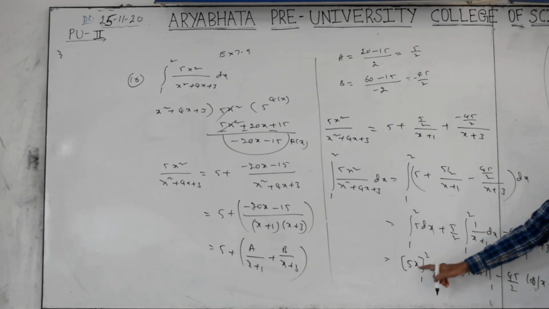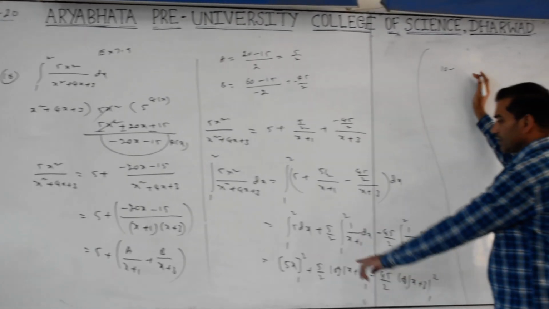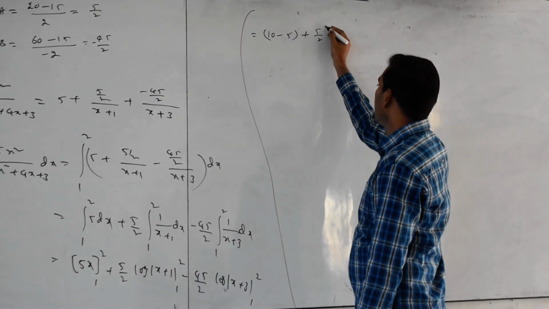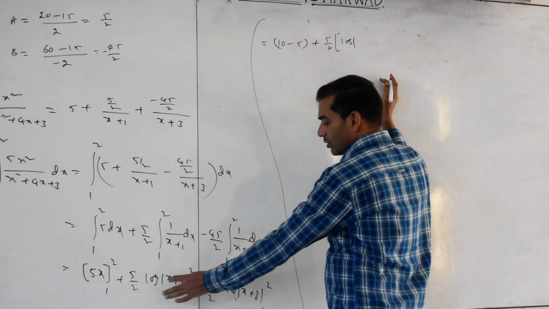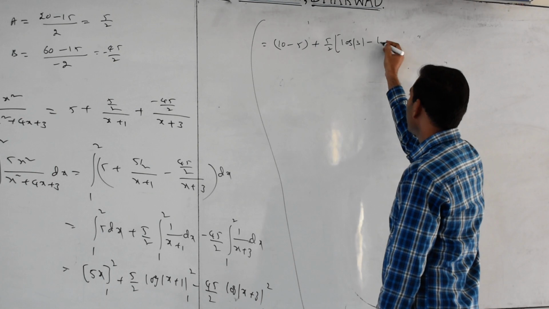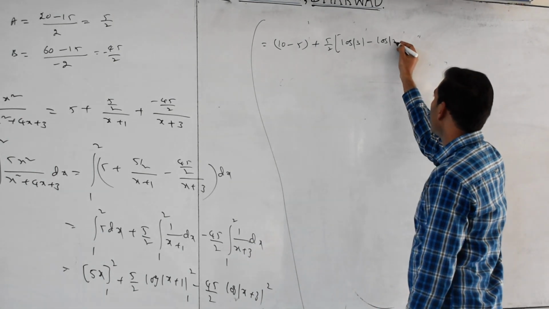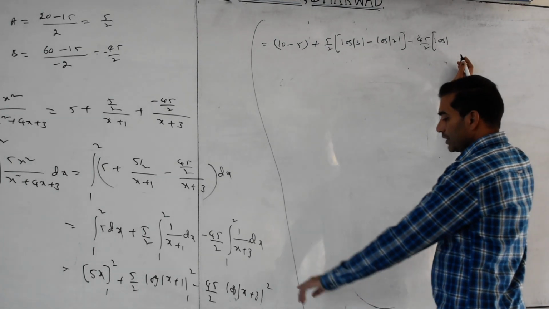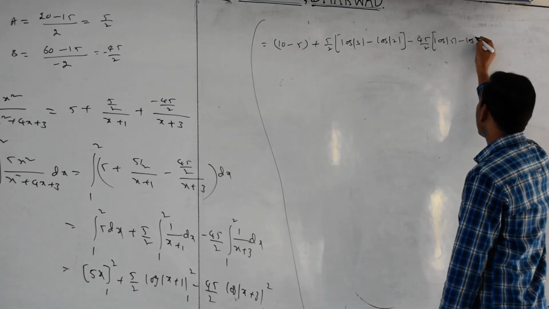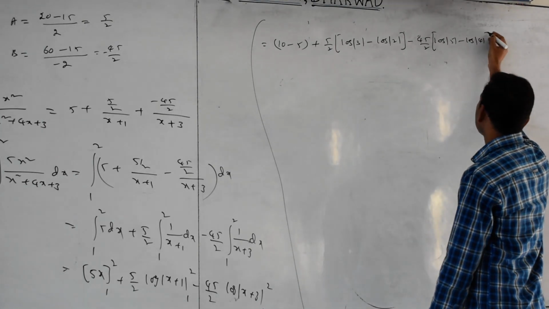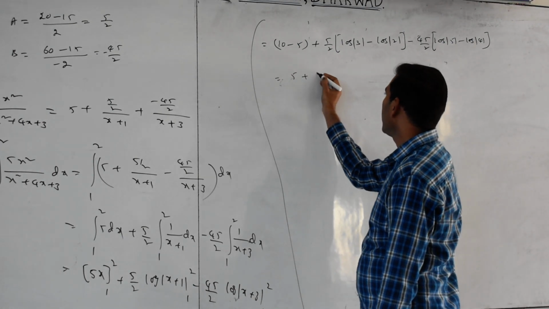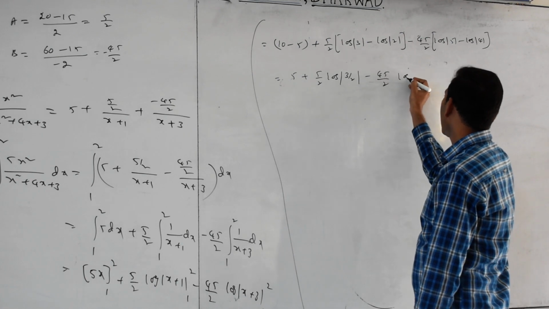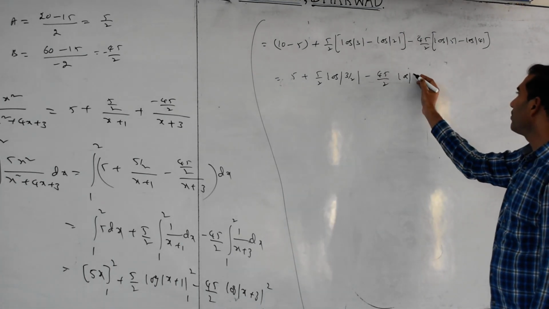Apply the upper limit here: 5 into 2 is 10, minus lower limit, put x equal to 1, 5 into 1, which is 5. Plus 5 by 2, upper limit log of 2 plus 1, 3, log 3, minus lower limit, put x equal to 1, log 2, minus 45 by 2, log of upper limit 2 plus 3, 5, minus lower limit 1 plus 3 is 4. 10 minus 5 is 5, plus 5 by 2 log of 3 by 2, minus 45 by 2 log of 5 by 4, since log m minus log n equals log of m by n.